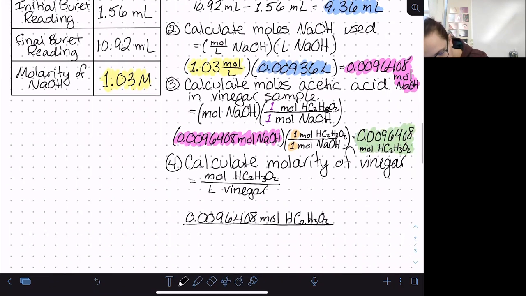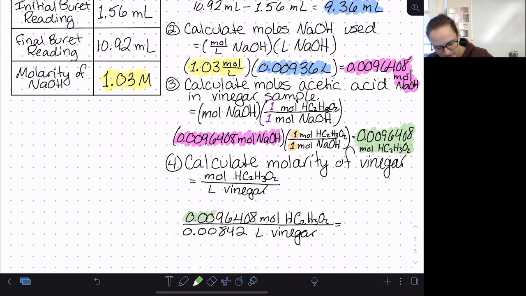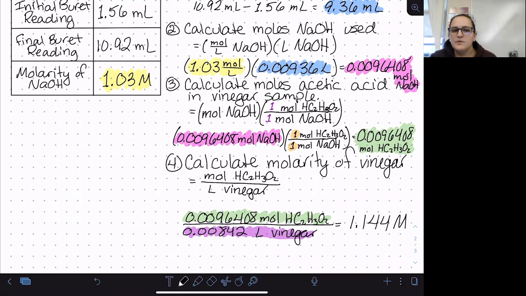So 8.42 milliliters is 0.00842 liters. So this was our moles. That was our volume of vinegar in liters. And this gets us a final molarity of about 1.144 molar. And the last thing we want to do is round to an appropriate number of significant digits.